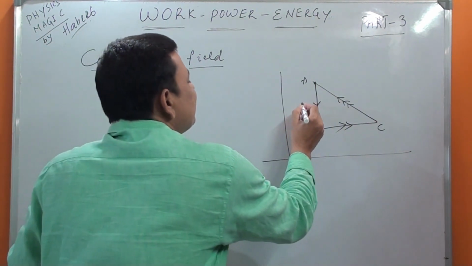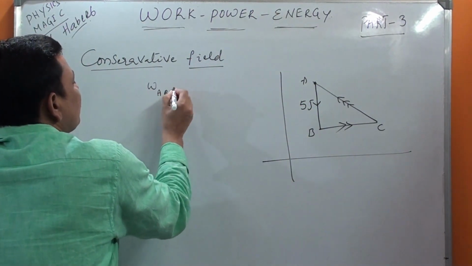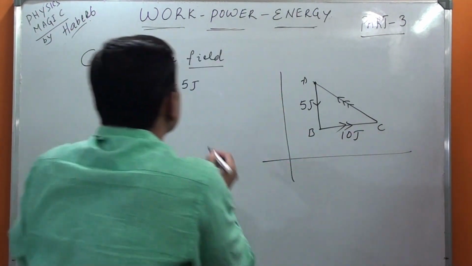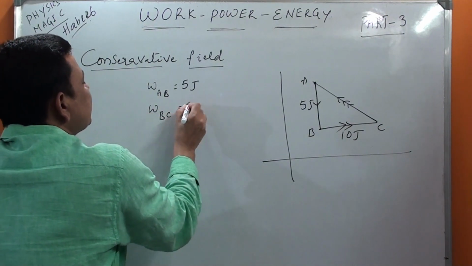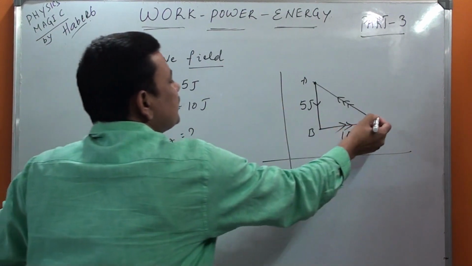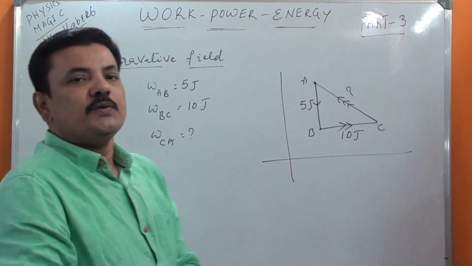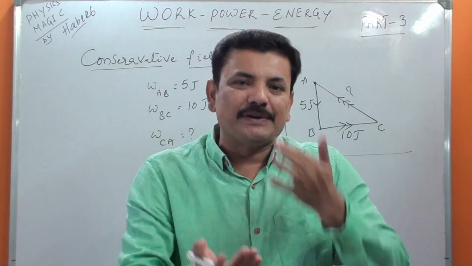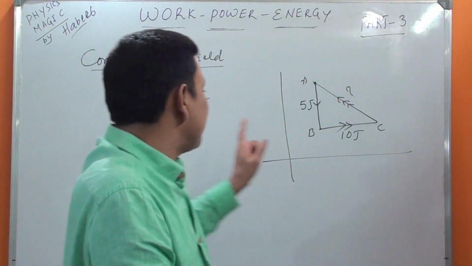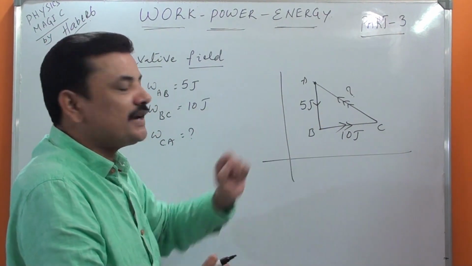Then sometimes the question will be given like this. Say WAB is given as 5 joule, and WBC is given as 10 joule. Then WCA is equal to how much? How simple a question it is. You may be feeling that it is a very simple conservative field question that can be done easily, but if you are not aware of the previous point I told, then definitely you cannot do it.